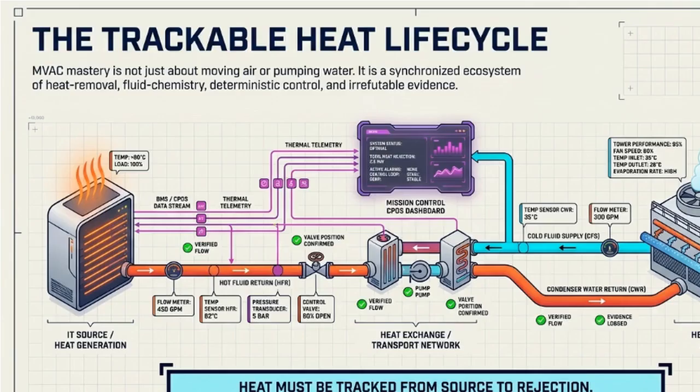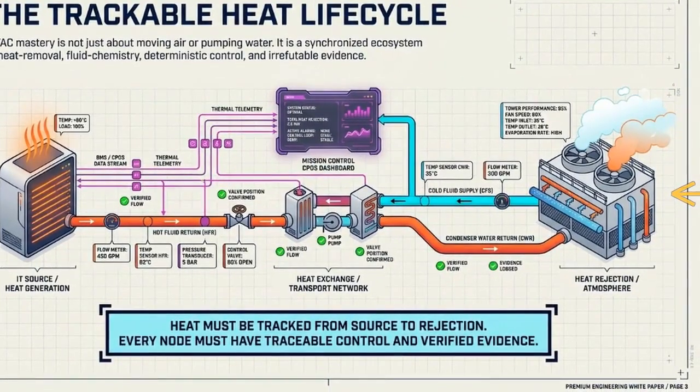This schematic illustrates the trackable heat lifecycle. It traces a single unit of thermal energy chronologically, starting at the IT source on the left, moving through the transport network, and ending at atmospheric heat rejection on the right.